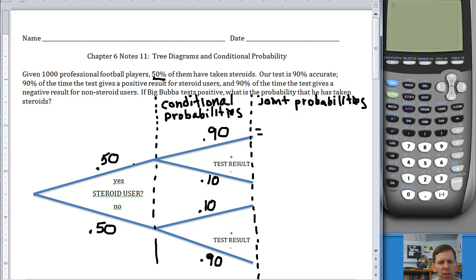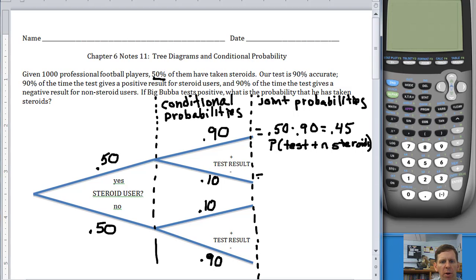If you follow this branch and then you follow the top branch, we're going to multiply these two probabilities together, and what you get is 0.45. This is the probability that both a person is on steroids and gets a positive test result. So this value we calculated is actually the probability of testing positive and being on steroids. So I'm going to say test positive and steroids. It's basically positive as well.